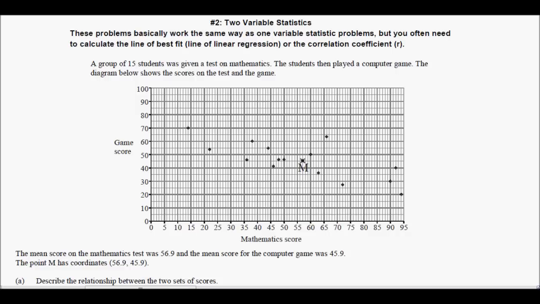The students then played a computer game. The diagram shows the scores. So when you have 2 variables, oftentimes they're going to put it in a scatter plot like this, which is fine. The line of best fit is going to be the line that is going to go across like that. Let's see what they ask us here. Move down a little bit.